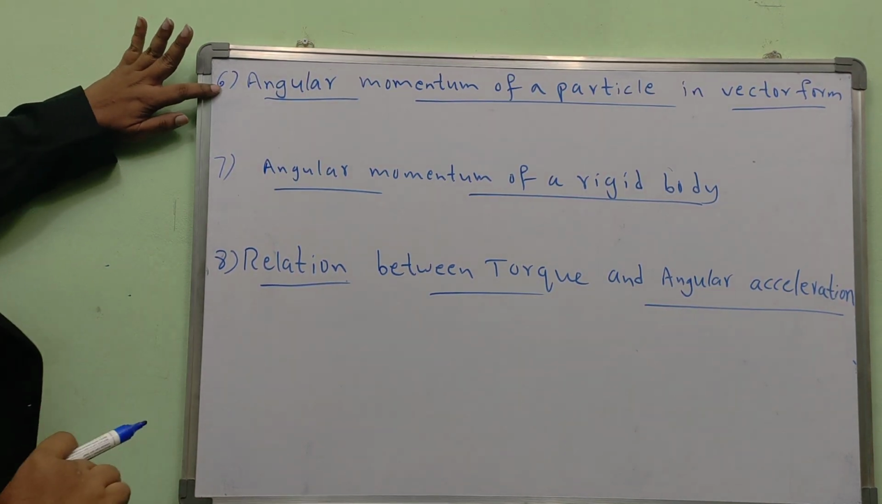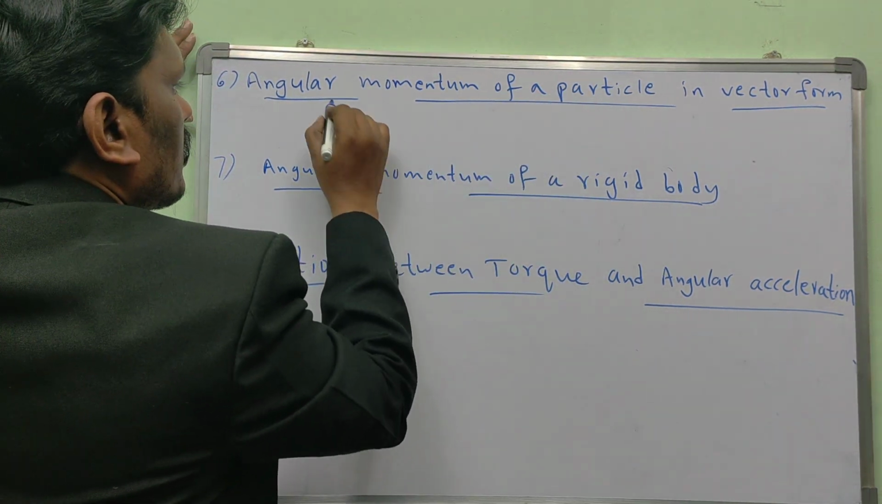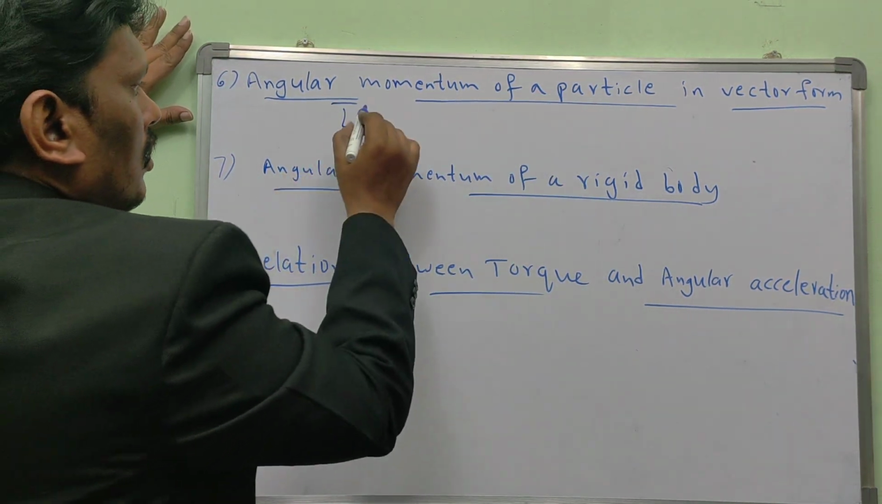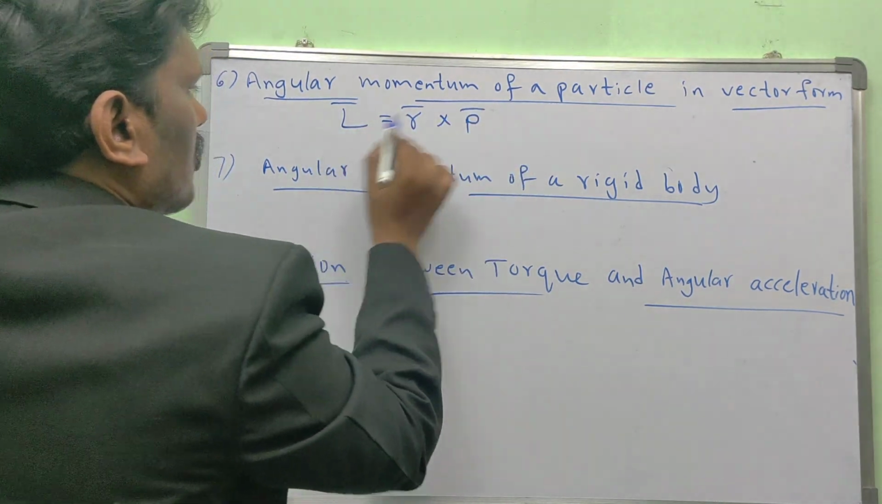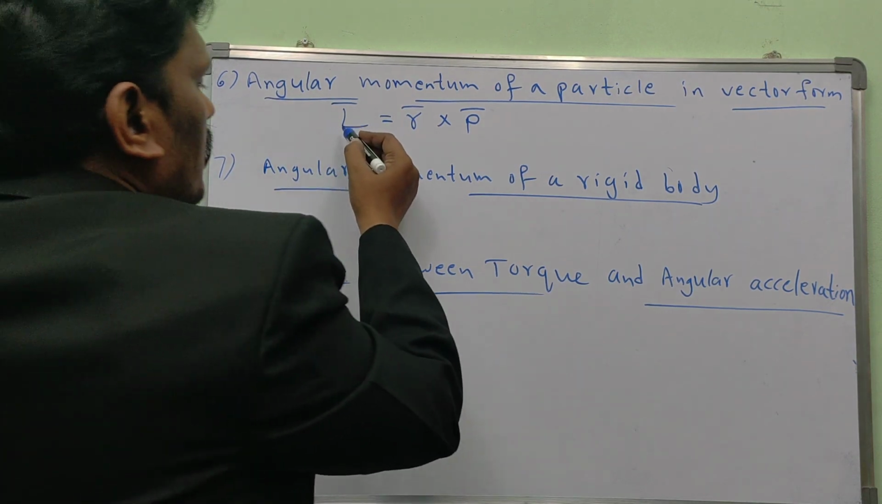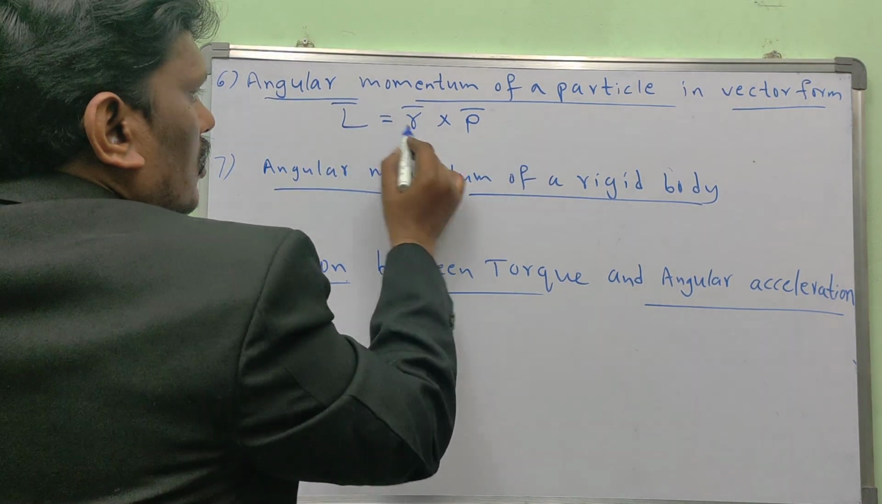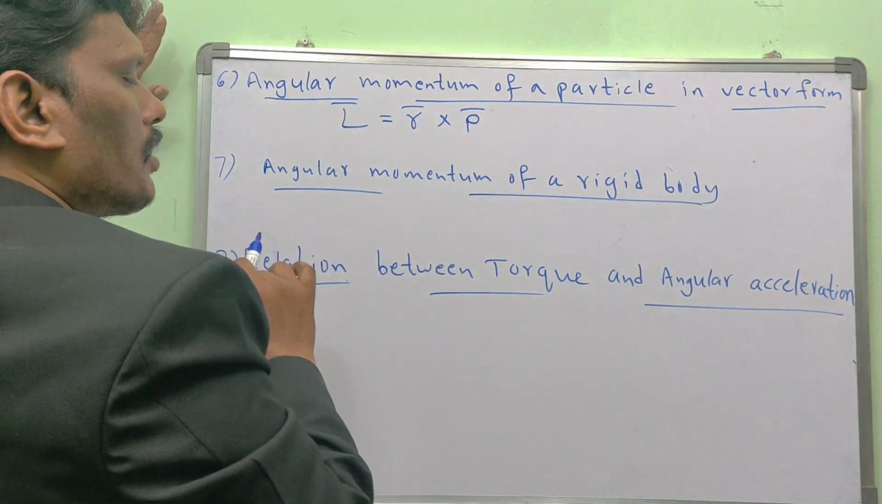Sixth formula, angular momentum of a particle in vector form. Suppose angular momentum we are going to represent with L bar, a vector quantity. So L bar equals R bar cross P bar. This is the angular momentum of a particle in vector form. L is the angular momentum, R is the distance, and P is the linear momentum.